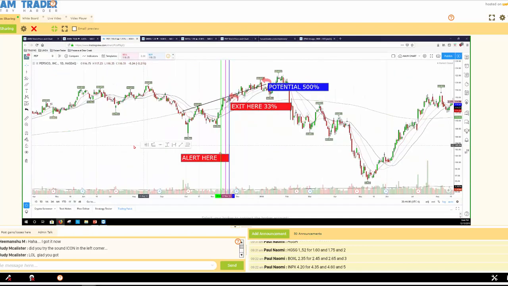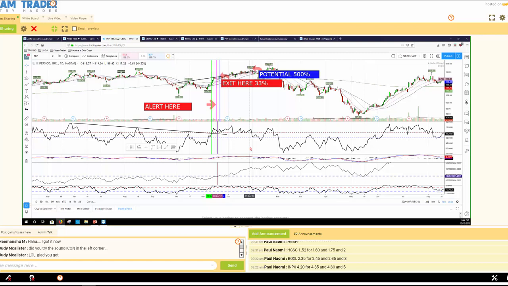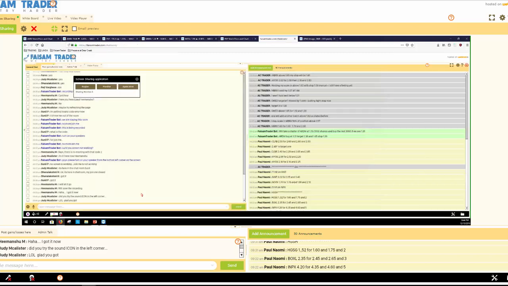That alert came over here where that purple vertical line is. The reason why I alerted that, there is always a reason why we alert stocks. There is nothing random and no guessing. There is always some technicals behind it.